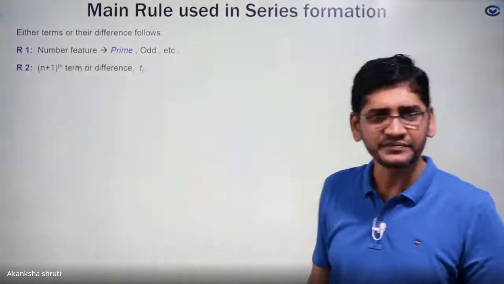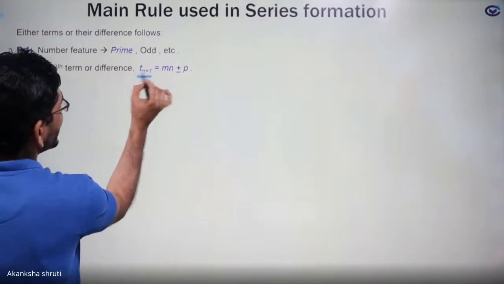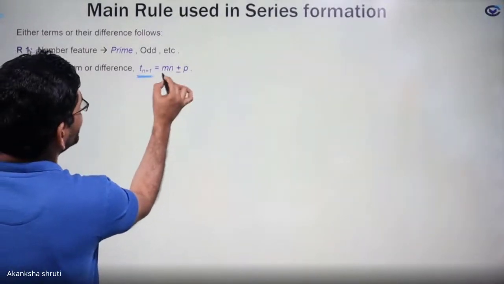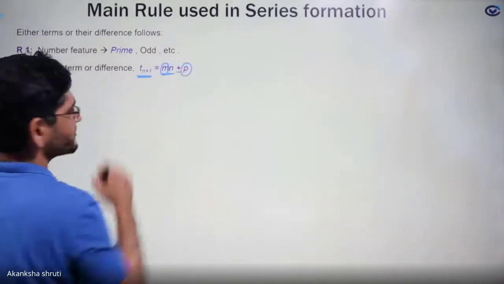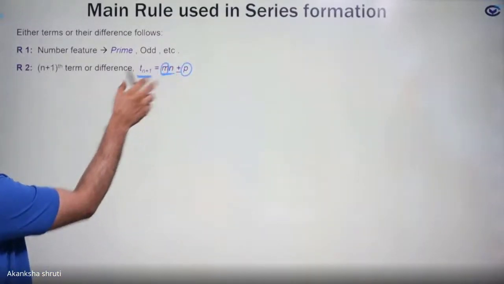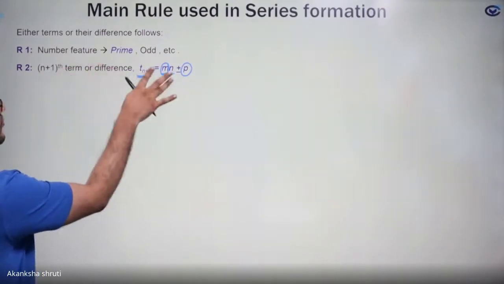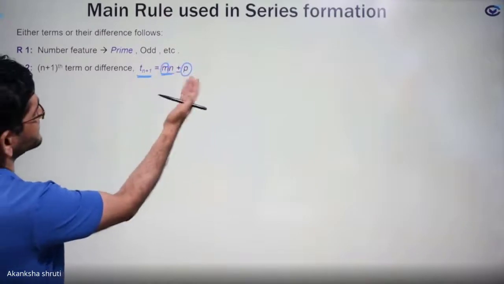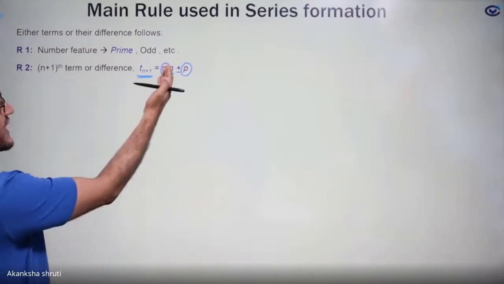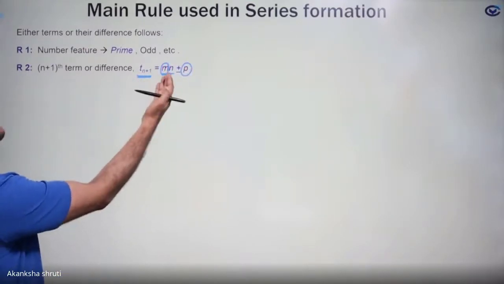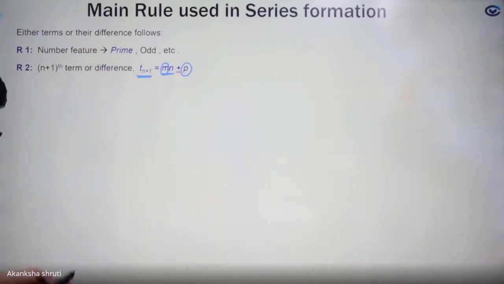Next category is where the next term, that is Tn plus 1, is related to the previous term by some multiplying factor with some addition or subtraction. And this is the most common. So the n plus 1th term or the difference, any of them can follow this. Either the next difference is the multiplication of the previous difference by some number with addition or subtraction, or the next term itself follows the multiplication of the previous term by some number with some addition or subtraction. I have just explained this previously.